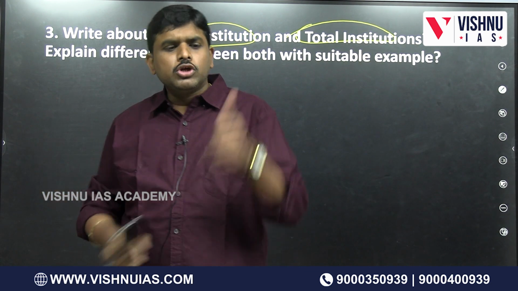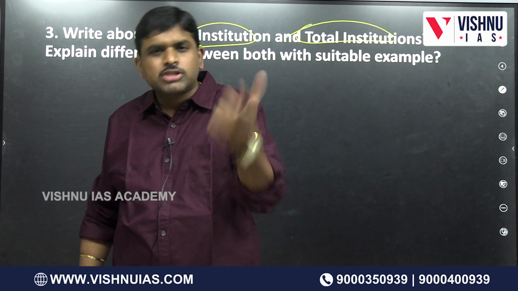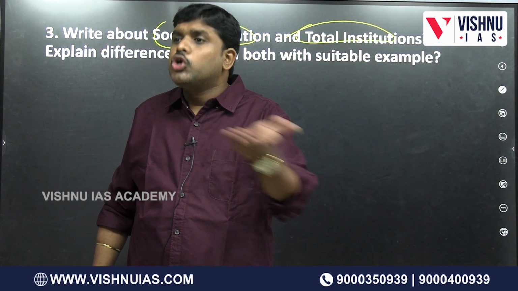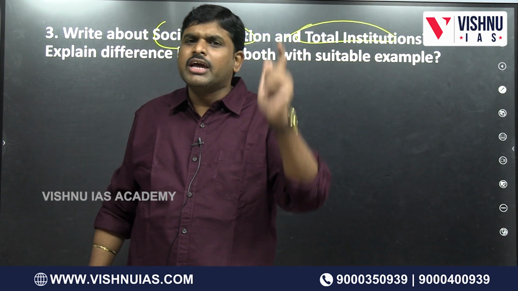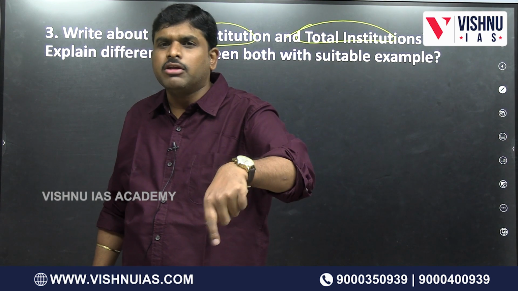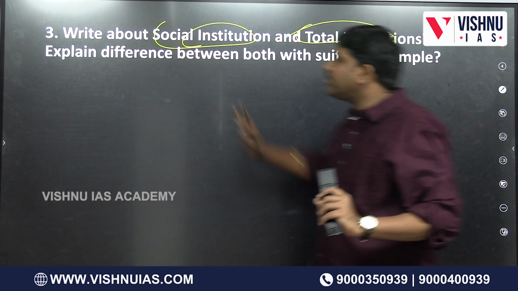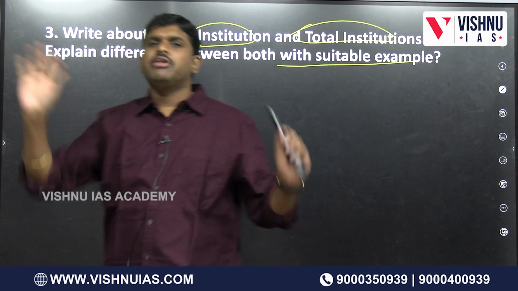Total institution. Social, political, economical, cultural: if all things are happening in one particular institution, it is called a total institution. Prisons, orphanages, youth dormitories, old age homes, where all the aspects happen in one particular institution, are called total institutions. First part of the question completed. Explain the difference between both of them. Now we will write the differences between both of them.